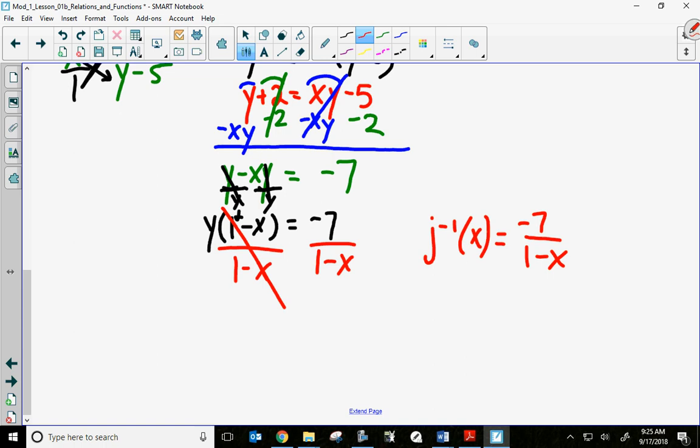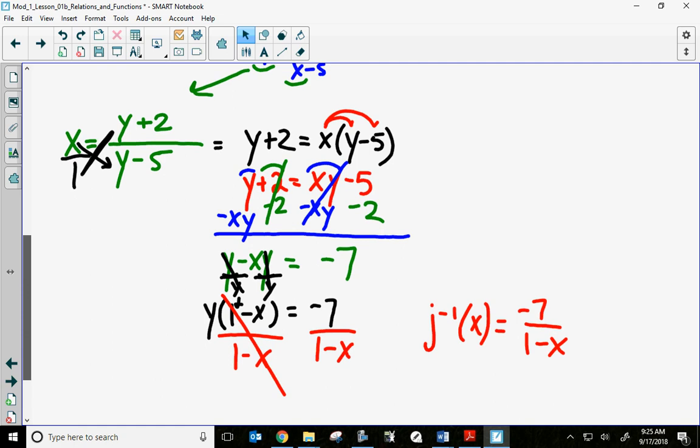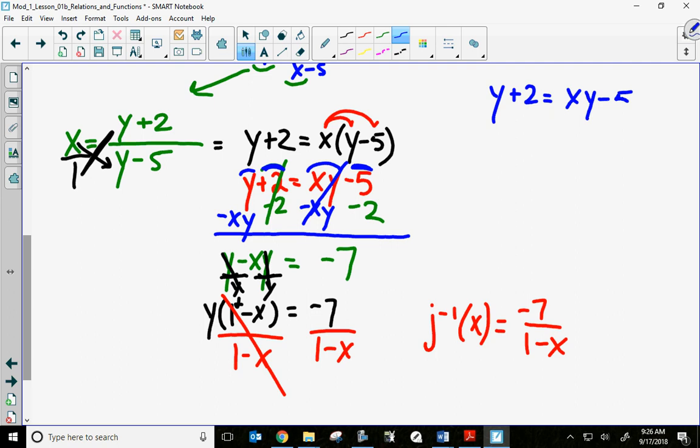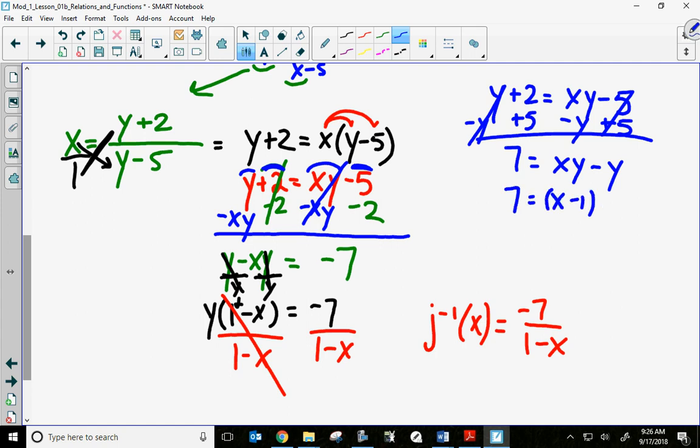Now, if you did this on your own, and you came up with something different, all right? Some people, at this point right here, instead of subtracting 2 from both sides, maybe they switch things. Meaning, if I had this right here, some people would have said, I'm going to add 5x to this side, and then subtract y from this side. So we've gotten 7 equals xy minus y. All right? If I factor out a y, that's what you would have gotten. Divide by x minus 1, you would have ended up with this right here.